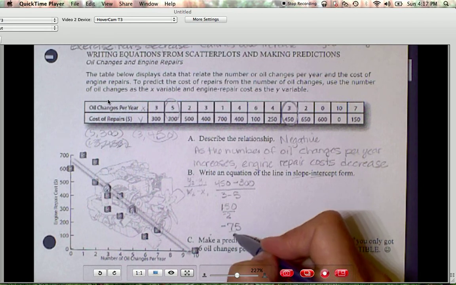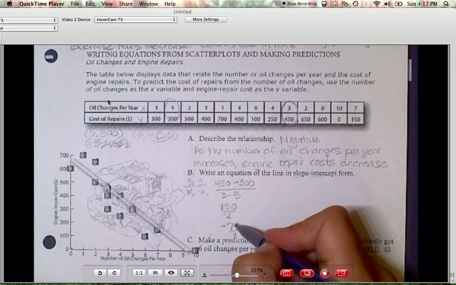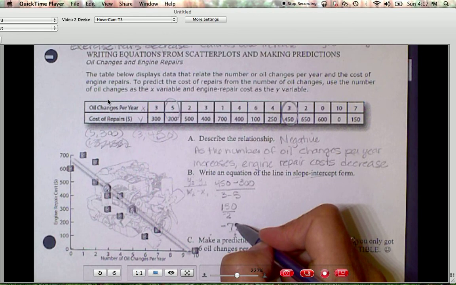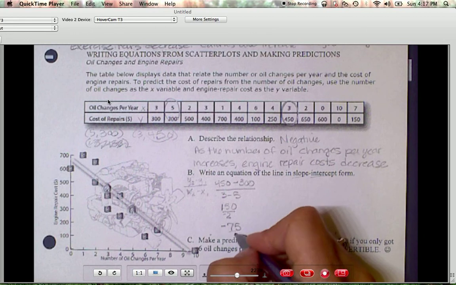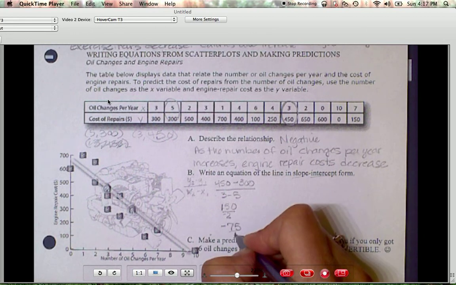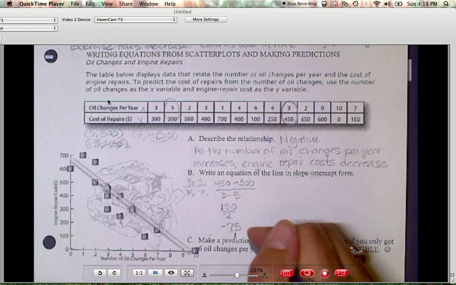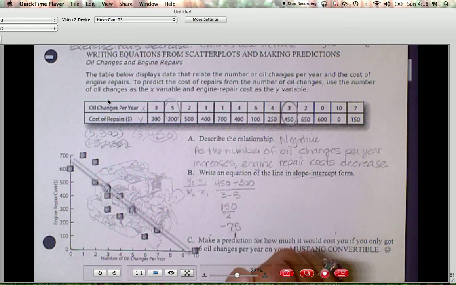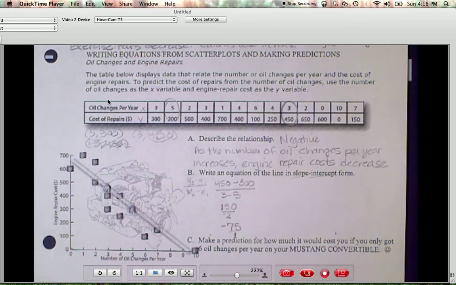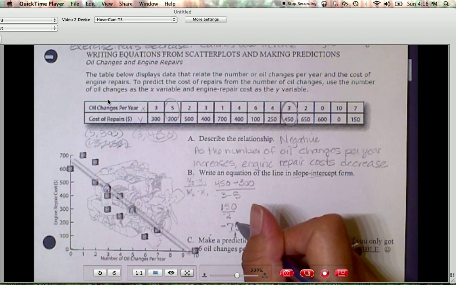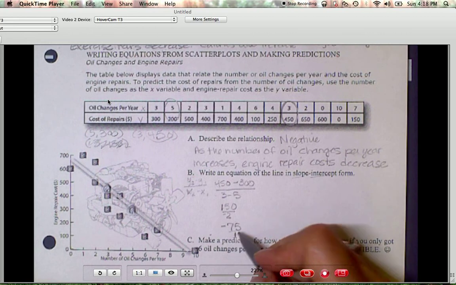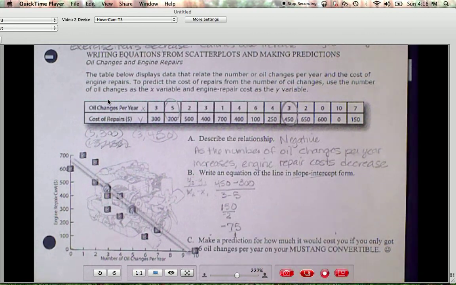So as you increase by 1 oil change per year, the cost of your repairs is going down by $75 in the long run. Okay, so an increase of 1 oil change per year will save you $75. So if you had 2 oil changes in a year, you could save $150. So if you were increasing the oil changes by 2, okay?